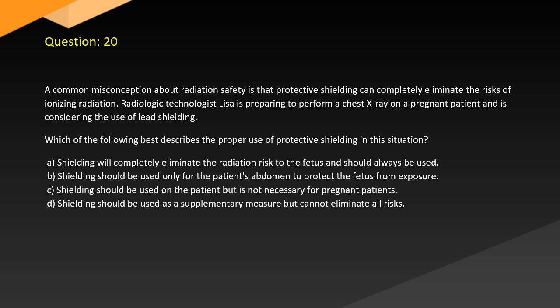A. Shielding will completely eliminate the radiation risk to the fetus and should always be used. B. Shielding should be used only for the patient's abdomen to protect the fetus from exposure. C. Shielding should be used on the patient but is not necessary for pregnant patients. D. Shielding should be used as a supplementary measure but cannot eliminate all risks.